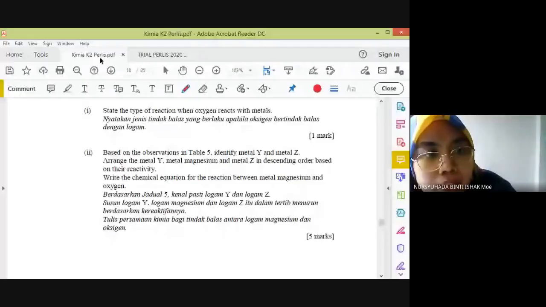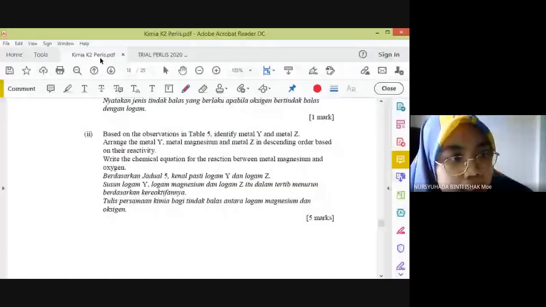Okay, kita state type of reaction sudah. Okay, based on the diagram, 5 markah yang identify Y, Z, Y and Z, 2 markah. Arrange Y, magnesium, Z in descending order, 1 markah. Write the chemical equation, 2 markah. So 5 markah kat situ.